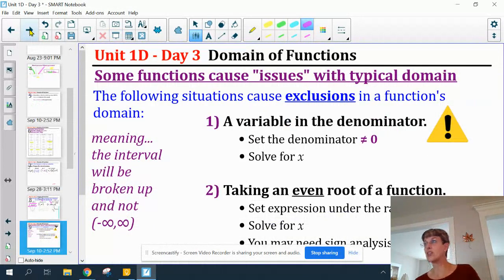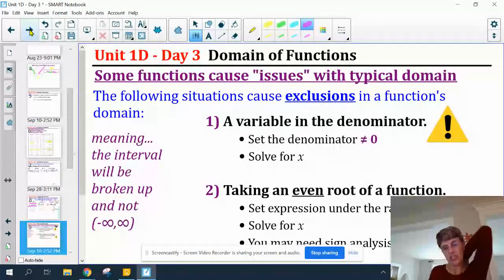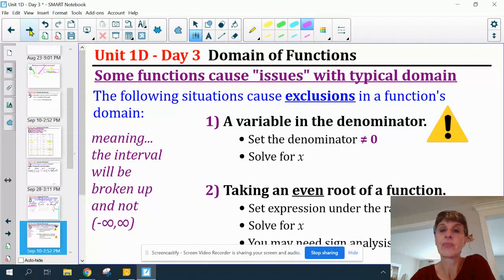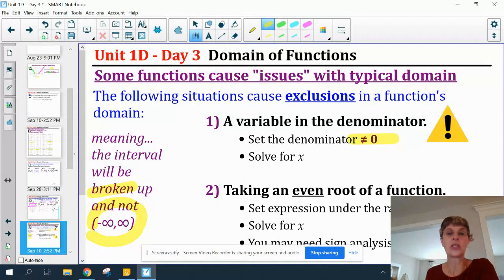These are the rules that I just said. If you want to take a quick look at those, you can come back to that. Again, if there's a variable in the denominator, we are careful with our breaks. And if there's an even root anywhere, top or bottom, we need to make sure that what's underneath the root is positive. So the denominator can't be equal to 0, and anything under a radical has to be positive. Those will cause the breaks and change what our typical is.